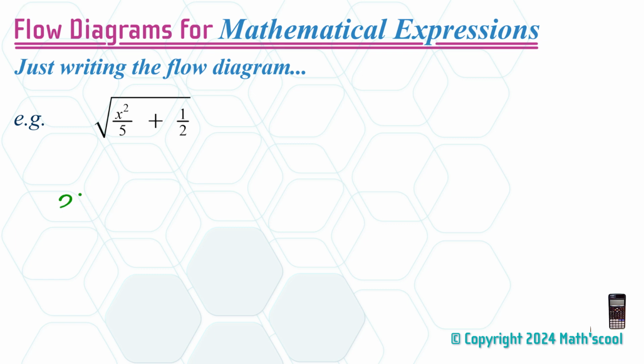Writing a flow diagram for this, you start with the x. What's closest to the x? Yep, it's the squared. And then the divided by 5, and then the plus a half, and then lastly the square root.